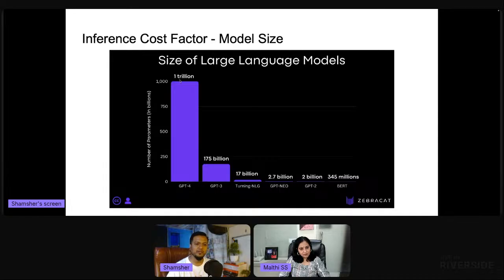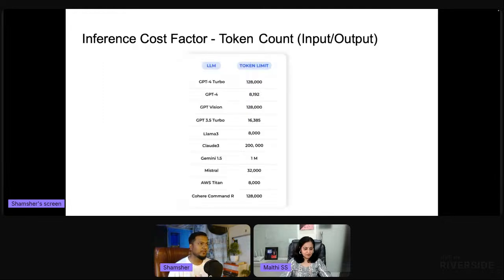So inferencing basically depends on the size of the large language model that you're currently using for your AI products, right? So that's the first factor. The second factor is token count. Like I mentioned, all of these different LLMs come with a different size of token limit, which is basically input token and output token, right? So how much they can accept from users and how much they'll be able to produce based on the input context. All of these models come with some limit, like 128K for the GPT-4 model.